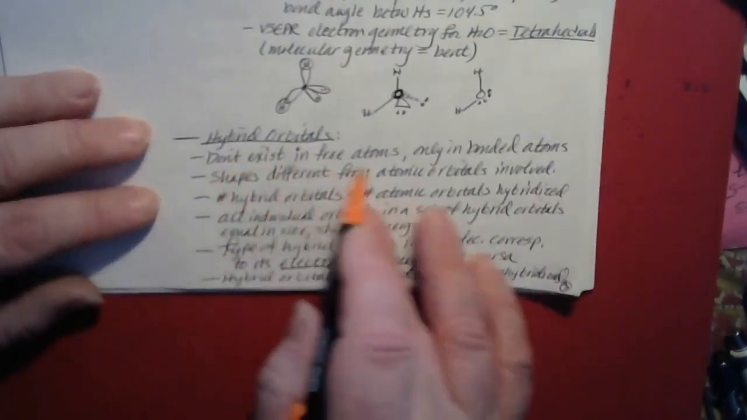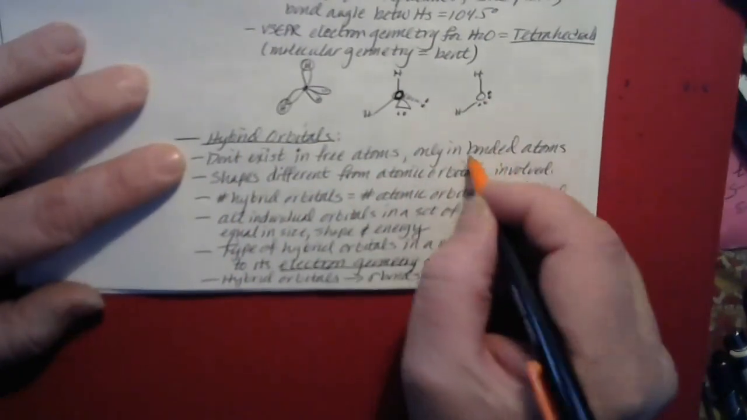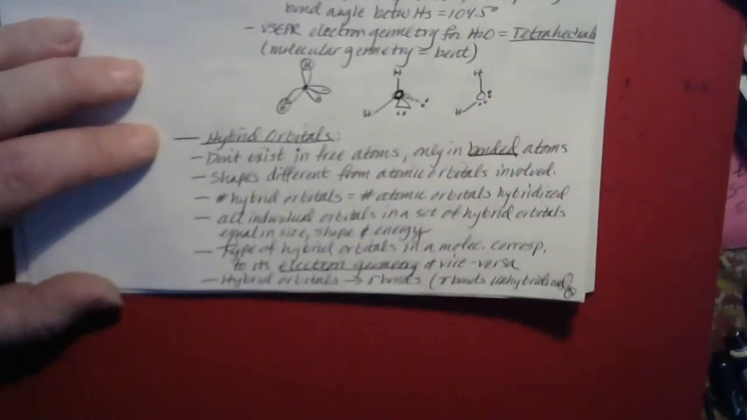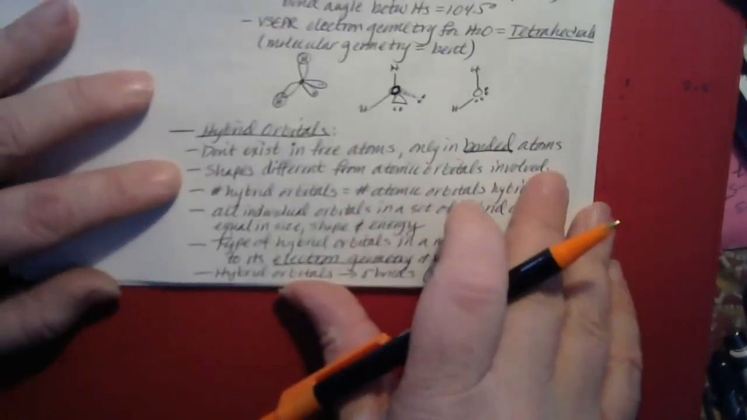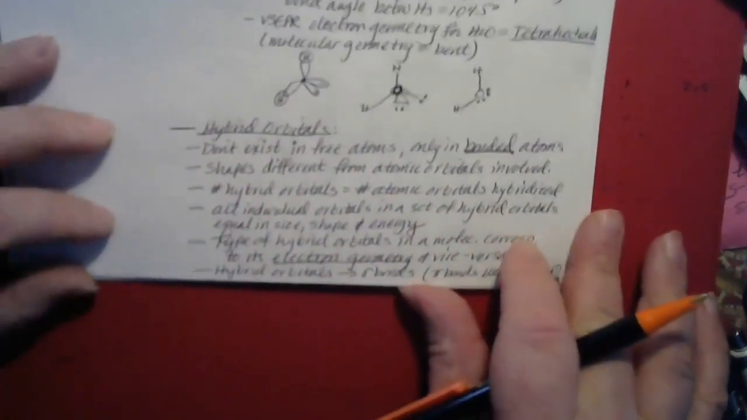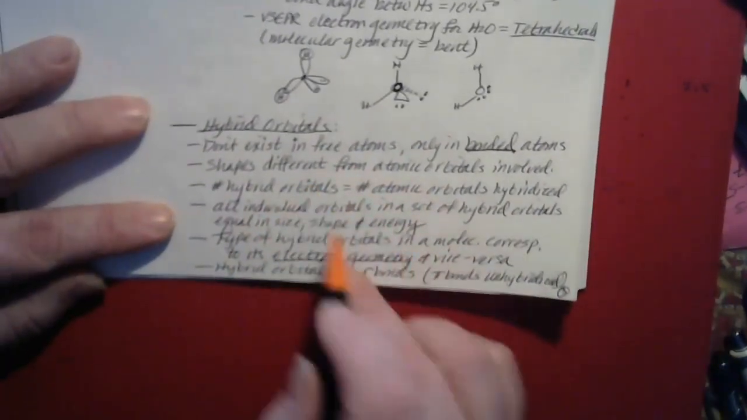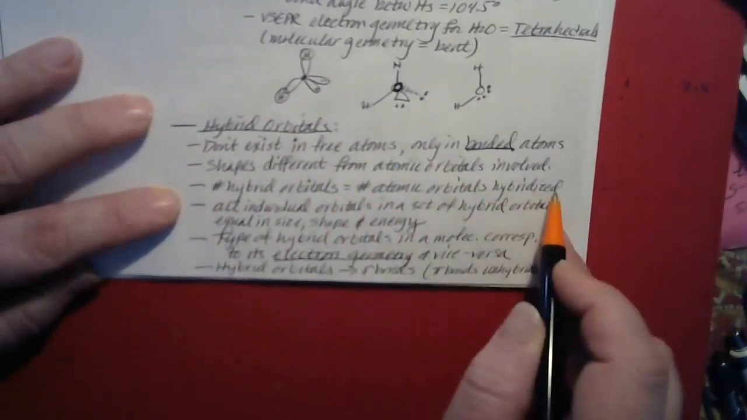Hybrid orbitals, a couple things about them. First of all, remember, they don't exist in free atoms. They only exist in bonded atoms. So hybridization doesn't occur until you're about to form a bond and form a molecule. The shapes are different from the atomic orbitals involved, but they're named for the atomic orbitals that go into making them. The number of hybrid orbitals is equal to the number of atomic orbitals that are hybridized in order to create them.